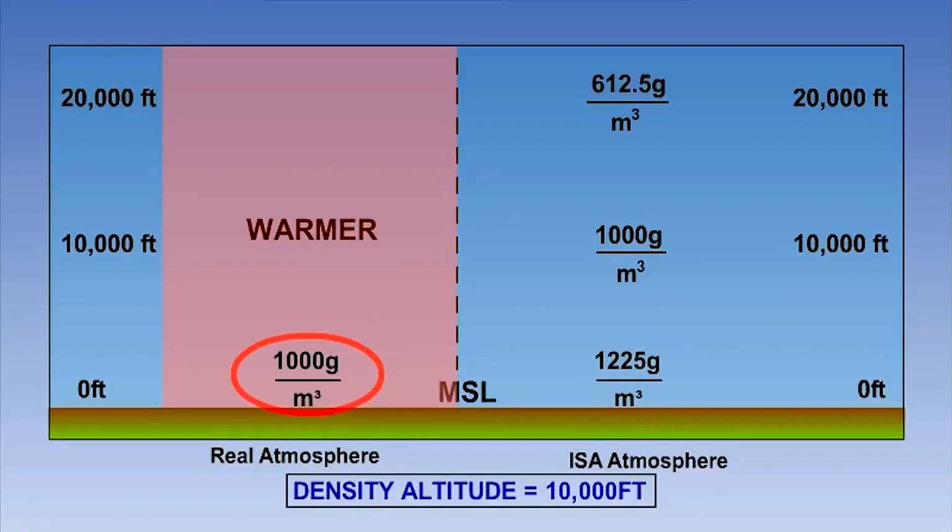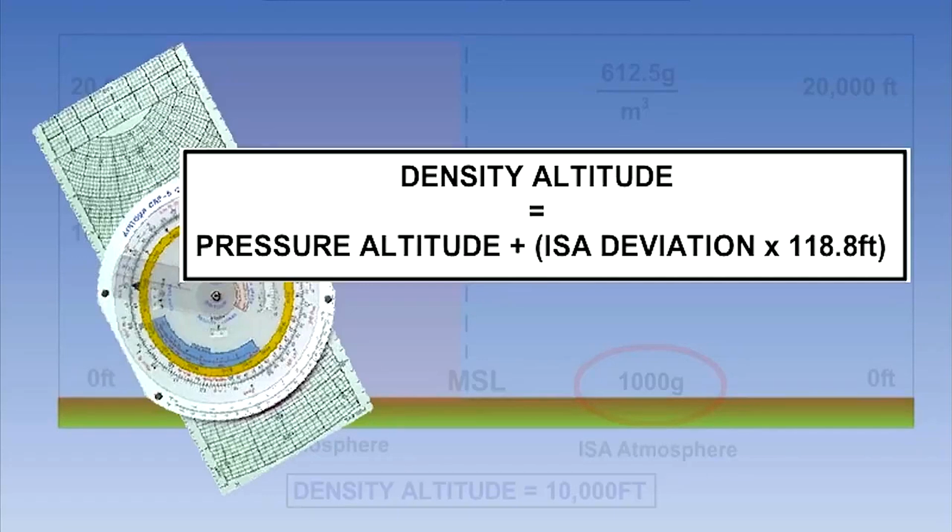Let's say we are at sea level, and the atmosphere happens to be exactly the same as standard. The density at sea level in the real atmosphere will therefore correspond exactly to that found at 0 feet in ISA. However, now let's increase the temperature of our location at sea level. We now know that the density will be less. This new lower density at our location corresponds to a density found at a higher altitude in ISA.